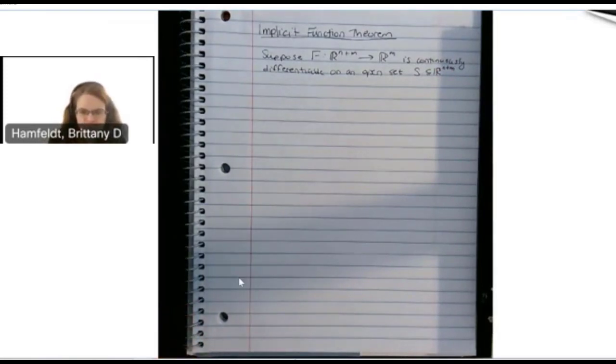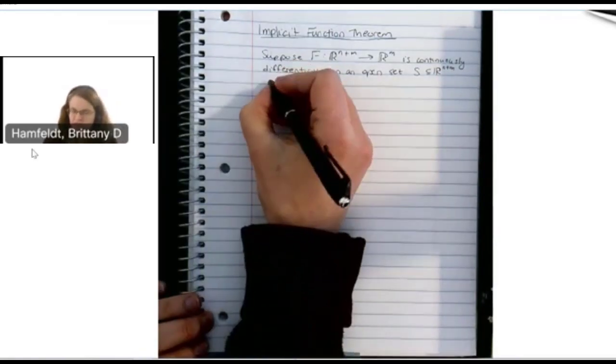I think the focus is changing here. Let's see. See if that helps. We have some reference point that lives inside our open set.